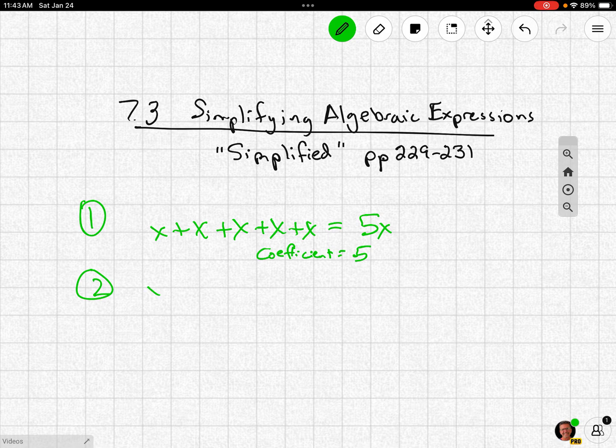Okay, 2 is y plus y plus 6, and that's equal to 2y plus 6. Put these together, and the coefficient, I'm going to model for you, taking the time to write that word, is equal to 2, not 6. It's the number that goes with the letter.